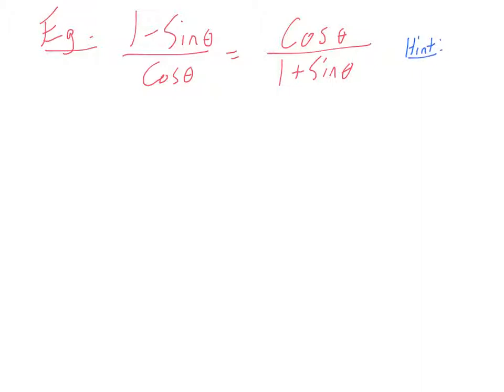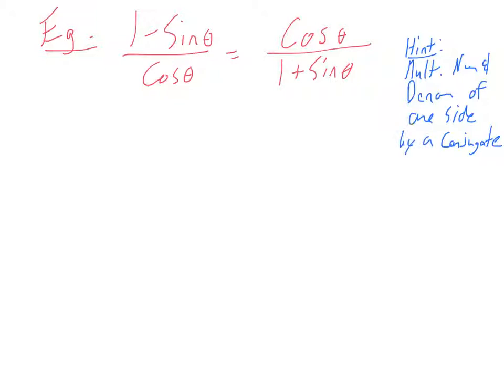The hint is to multiply the numerator and denominator of one of those by a conjugate. You can decide which conjugate you want to multiply by. Okay, so multiplying by a conjugate. Give that a shot.